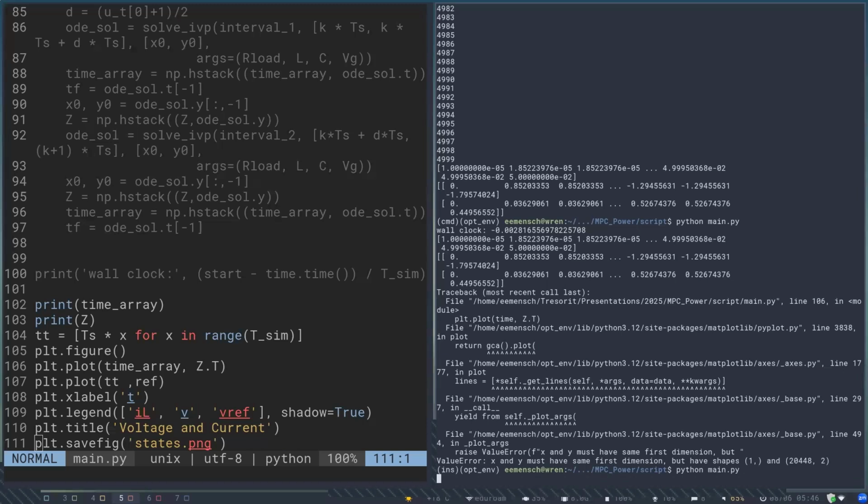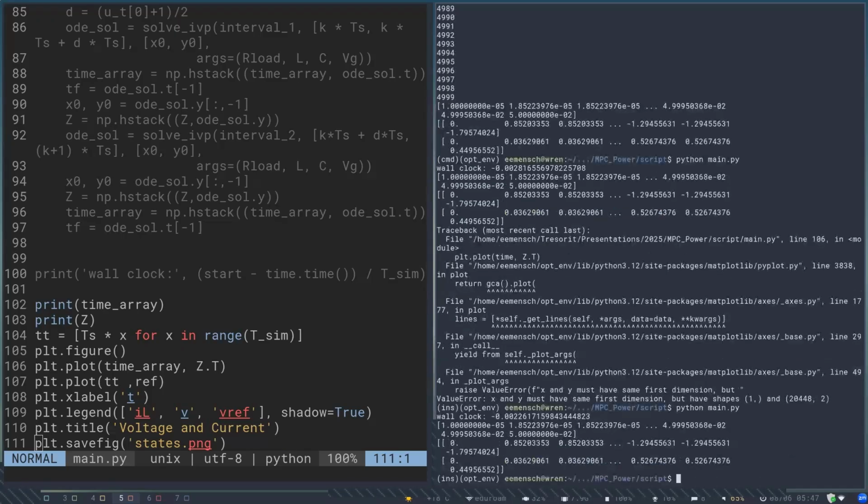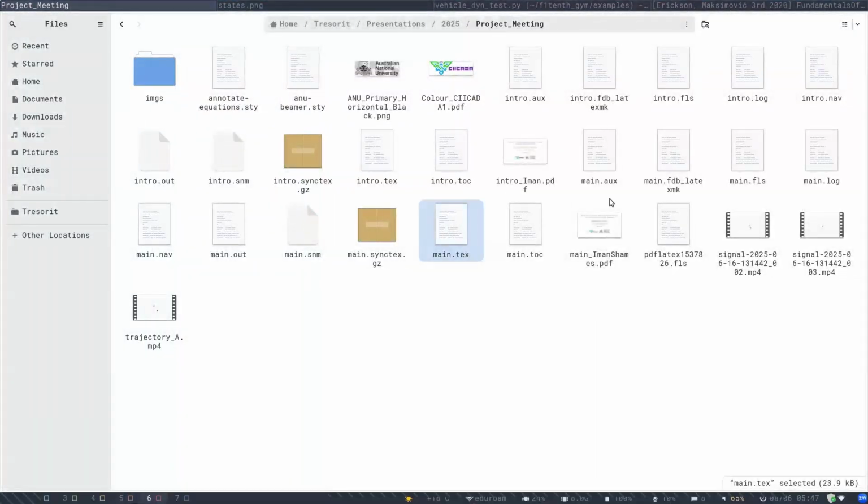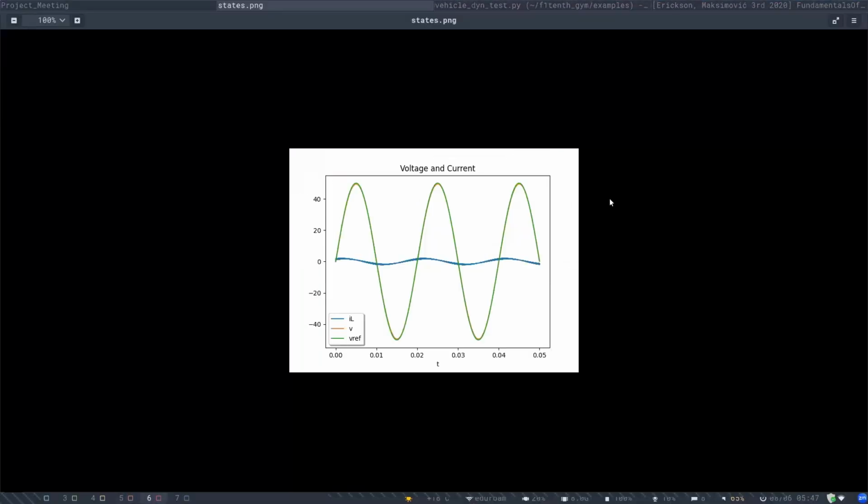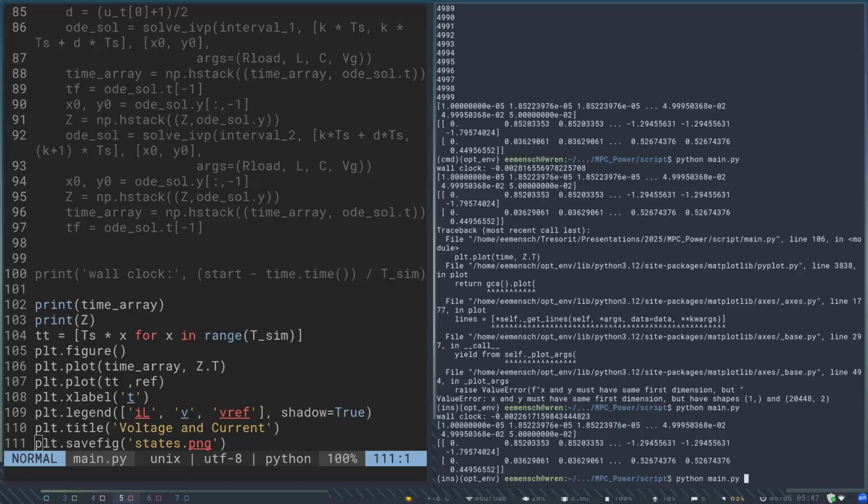Let's see. I think it worked. Okay. The green and the orange now are on top of each other. Green is the reference, orange is what it was. Okay, so yay, it worked. Surprisingly.